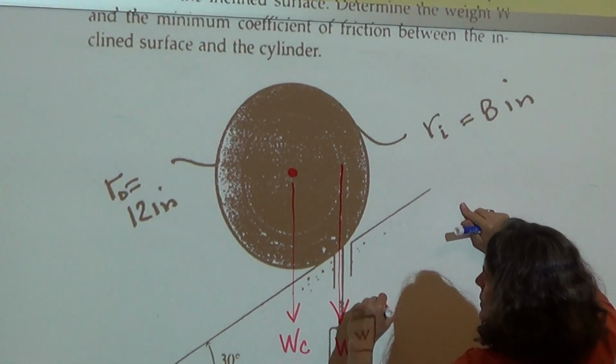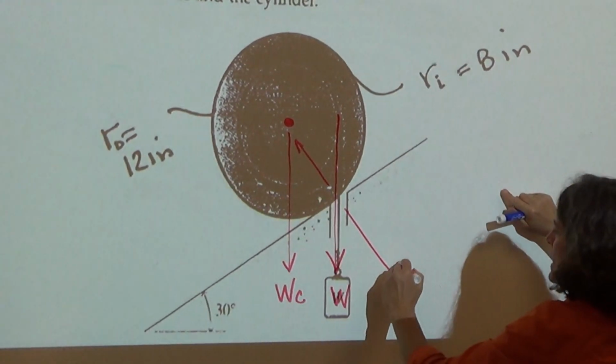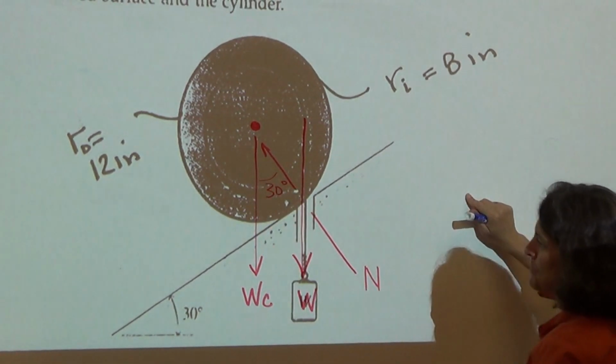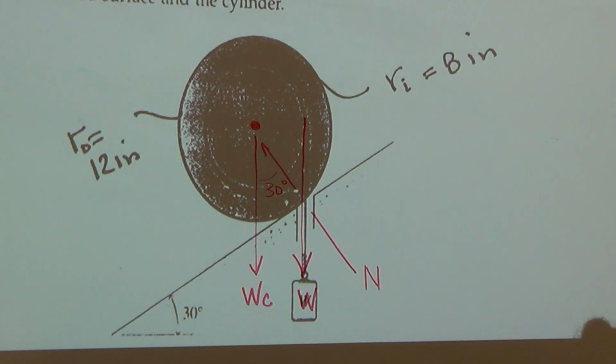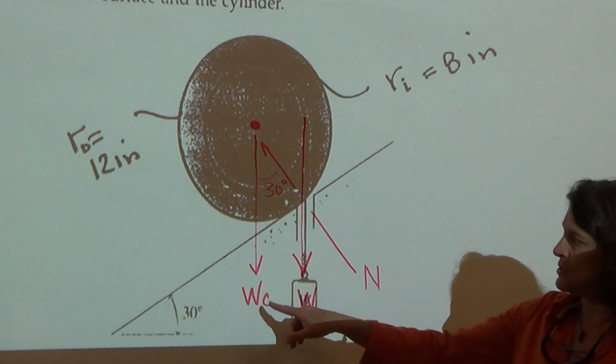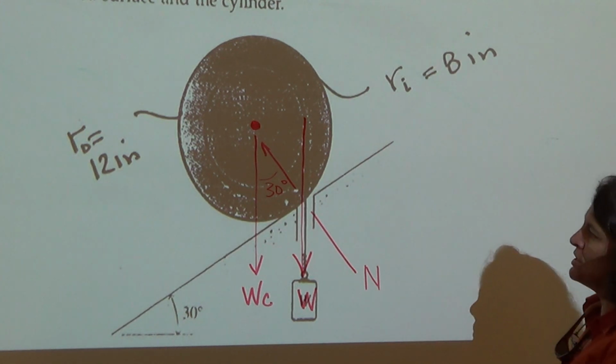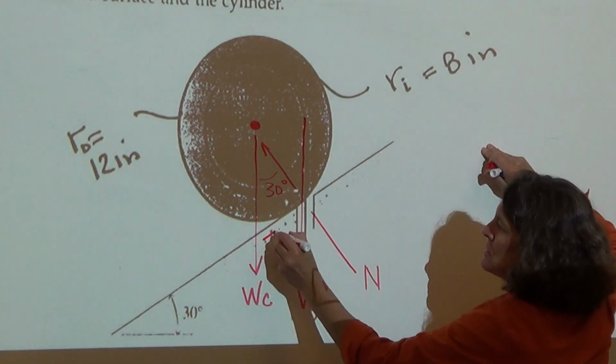Where's the normal? The normal is going up like this, right? And it's going to be 30 degrees. And where's my friction? Good. So think about what's the most likely impending motion? Down. Does everybody agree? Most likely down, right? These two things here, these two weights are pulling it down. Okay? So the friction, if the motion is going down, which way is the friction? Up.